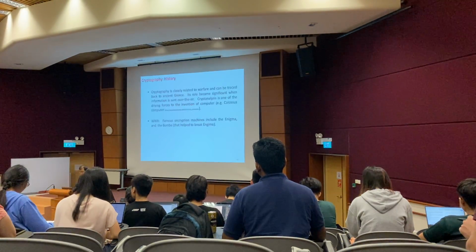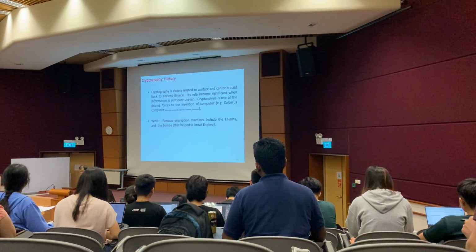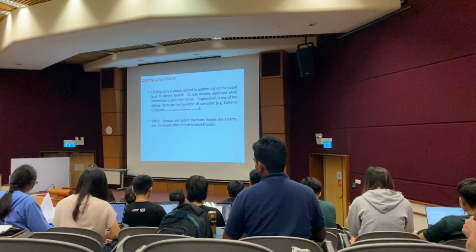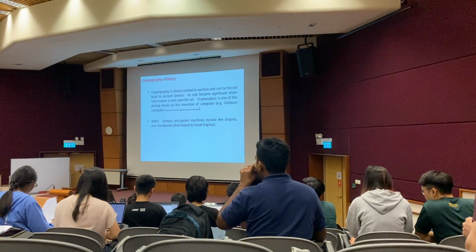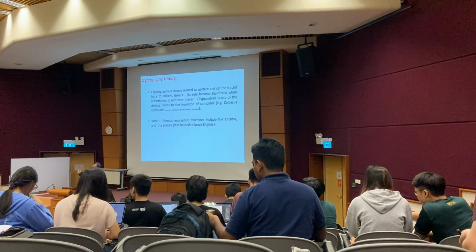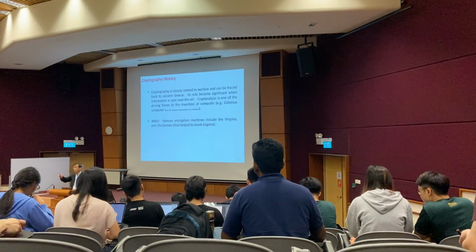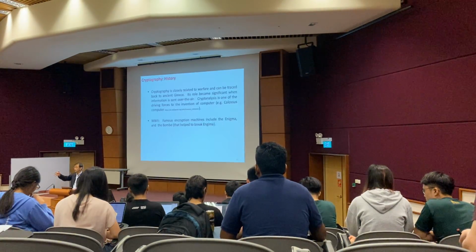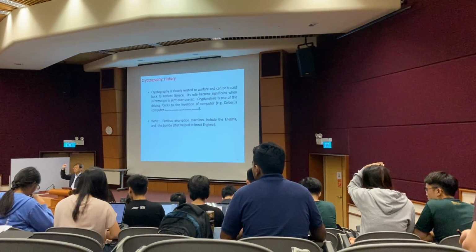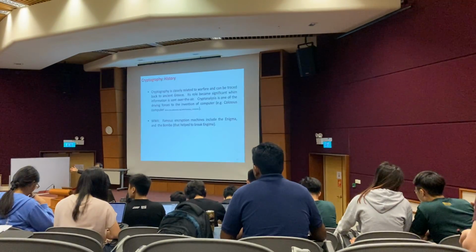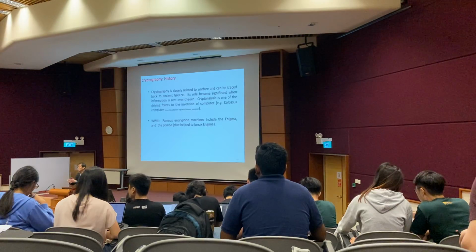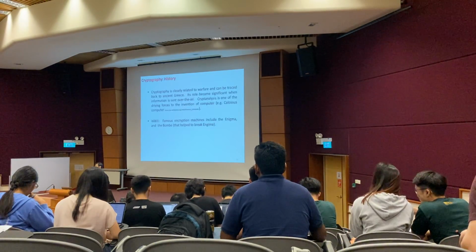Cryptography is closely related to warfare, and it tracks back to ancient Greece. It became important in World War II. Why? Because in World War II people started to use radio. They can send things over the air, and because they are sent over the air, they can be intercepted. If you are intercepted, then you have to encrypt.